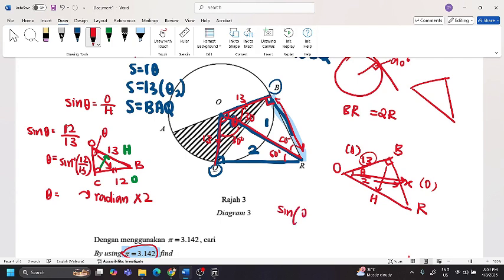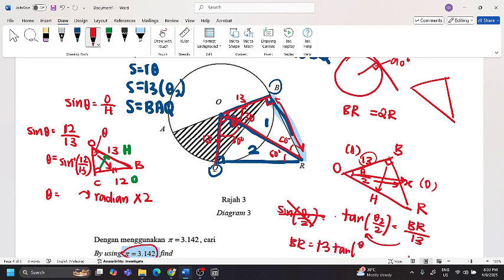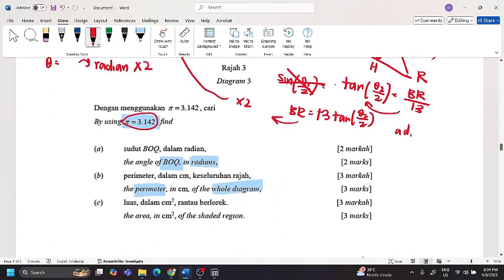So the angle you sub in, divided by 2, equals to what? Equals to tangent. Tangent of the angle over 2 equals the value you're trying to find, which is BR over 13. So the 13 you move up, then it becomes times. So BR equals 13 times tangent theta over 2. Then you can find BR. And BR equals QR, right? Then you times 2, and then you plus with this one, then you should get the answer, the perimeter of the whole diagram.